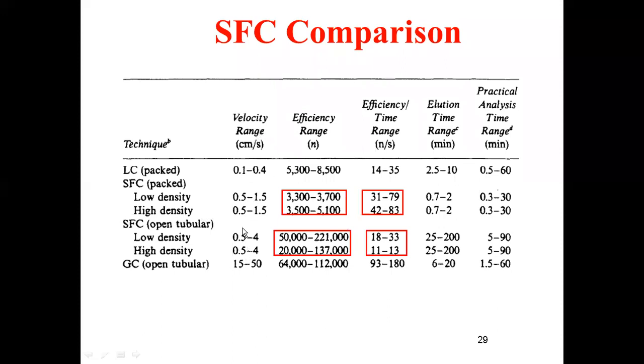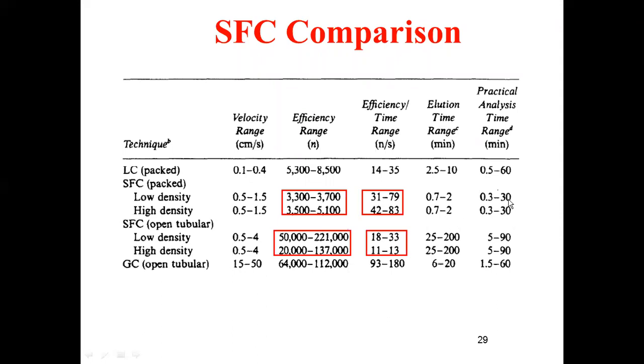The velocity of the mobile phase is given here. So at 0.5 to 1.5 centimeter per second is the value of U, the average linear velocity of the mobile phase. The number of theoretical plates anticipated may range from 3.3 K to 3.7 K, so 3,300 to 3,700 plates can be expected. The number of samples can be subjected 31 to 79 or 42 to 83. So efficiency or time range can be denoted as 31 to 79 or 42 to 83. Elution time, you can see here, is 0.7 to 2 minutes.